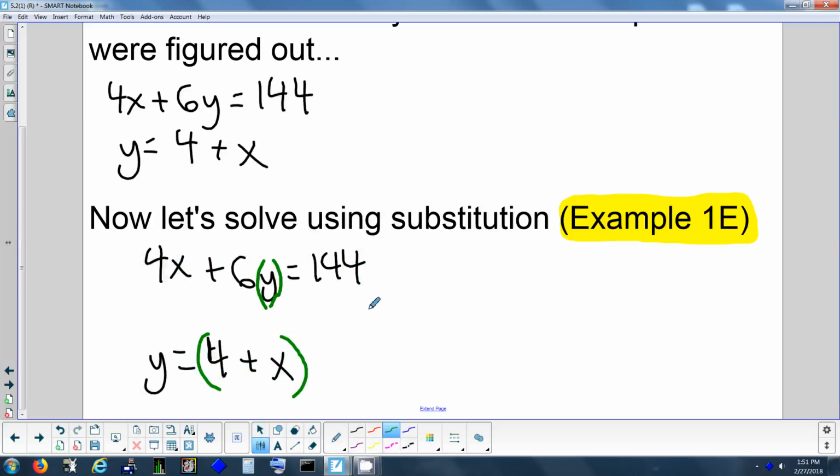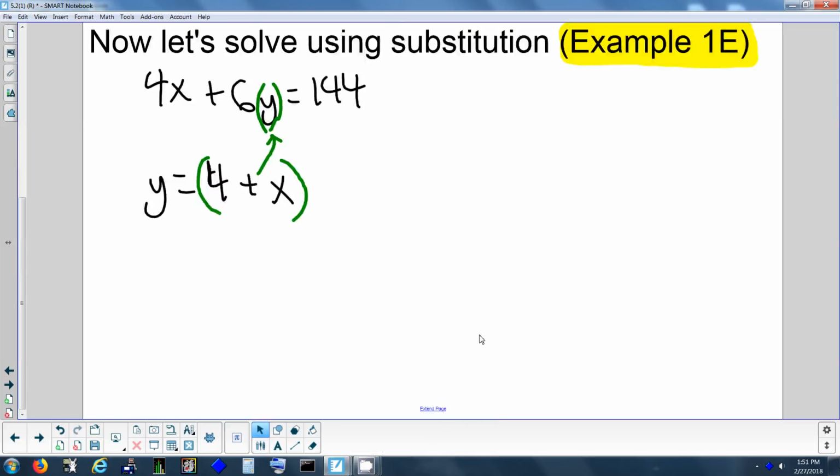Now, this one's a little bit different because in example 1a and 1b, the top equation was isolated and the bottom was not. This is just a little different. It could be different. You could have both isolated. So I'm going to take this and plug in for y. Jack, now I actually want to set it up, so tell me what to write. I'm taking information from equation 2 and plugging it into equation 1.